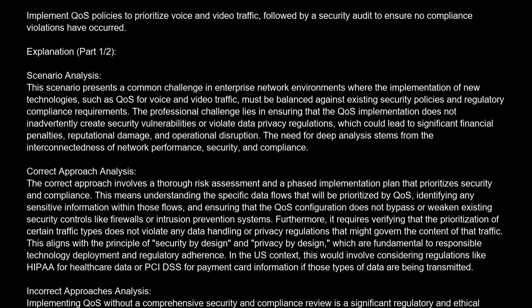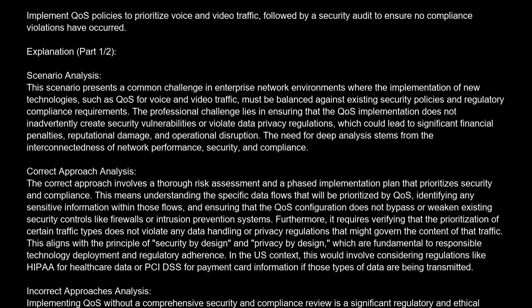The professional challenge lies in ensuring that the QoS implementation does not inadvertently create security vulnerabilities or violate data privacy regulations, which could lead to significant financial penalties, reputational damage, and operational disruption. The need for deep analysis stems from the interconnectedness of network performance, security, and compliance.